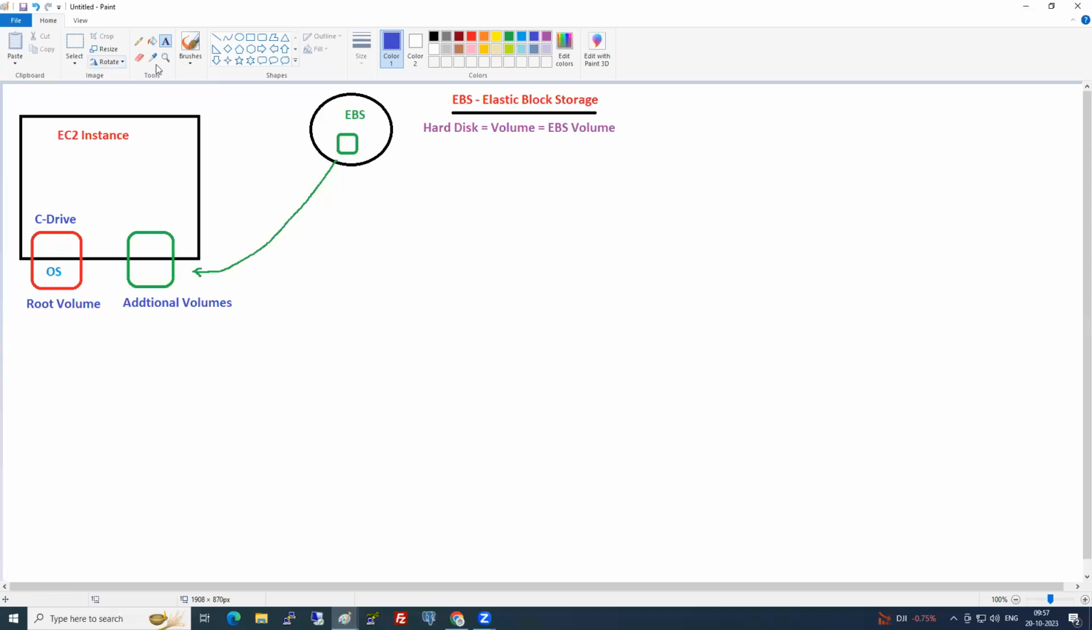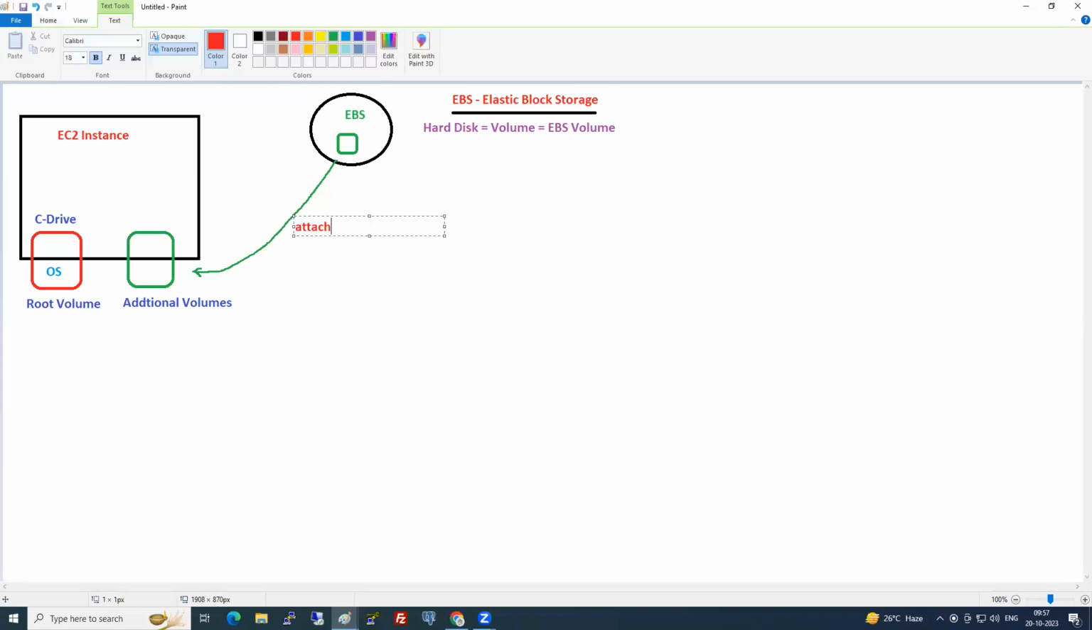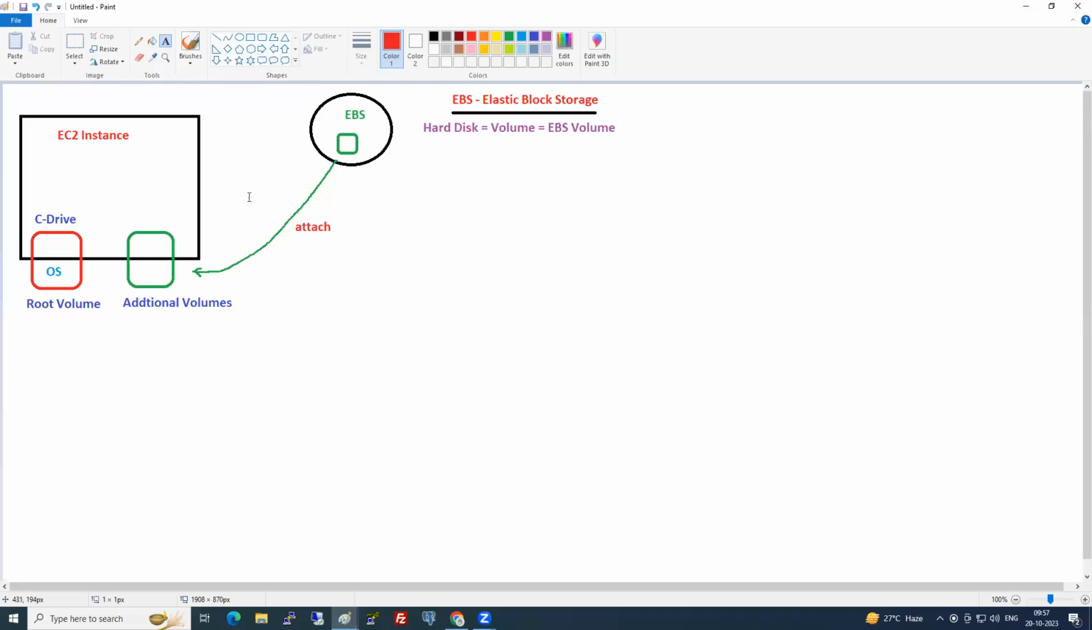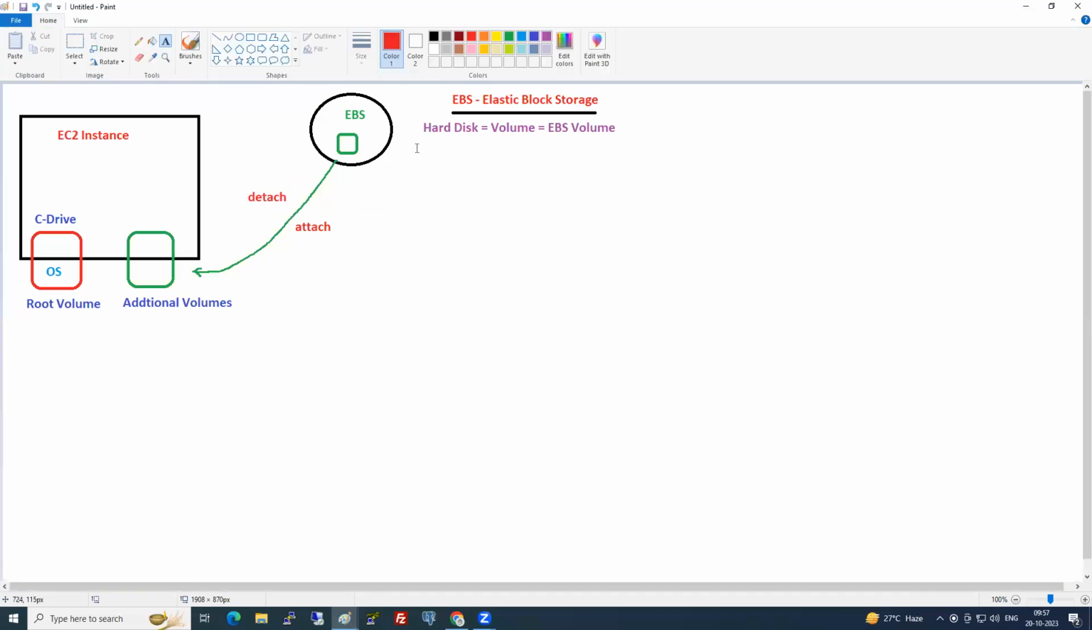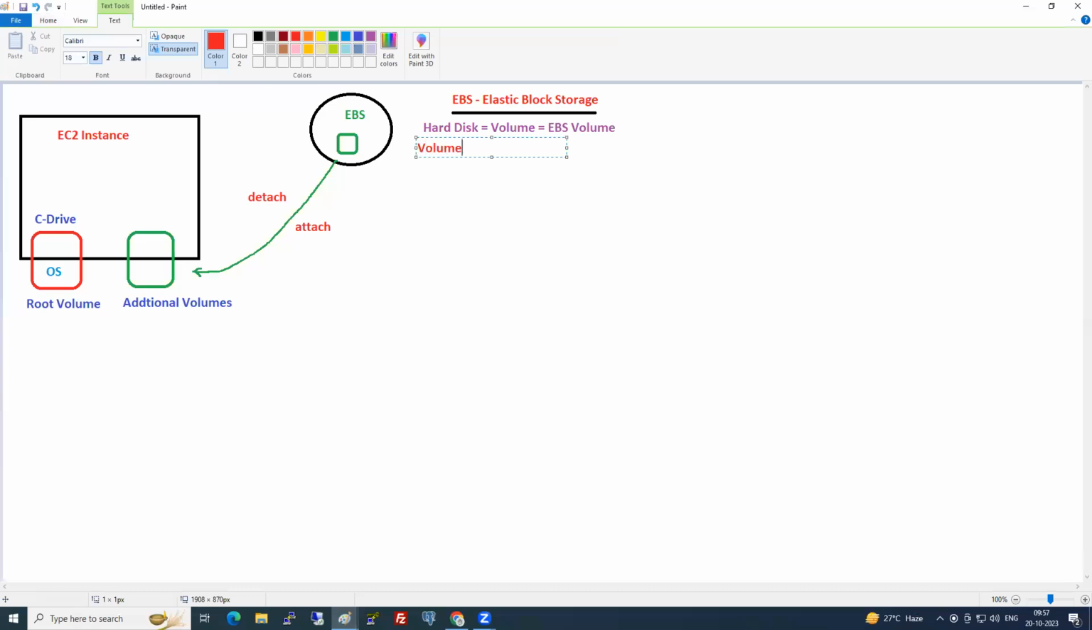Super. So I'll write one by one slowly here. This volume I can attach, and if required, I can detach. Volumes can be attached, volumes can be detached. So volumes can be attached and detached.